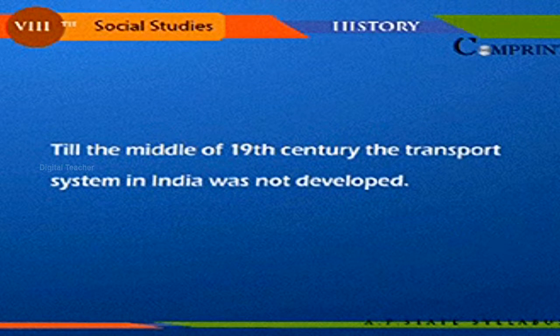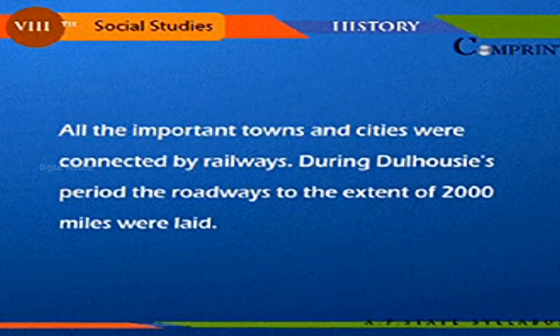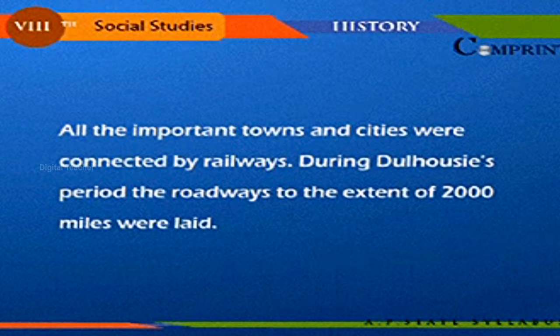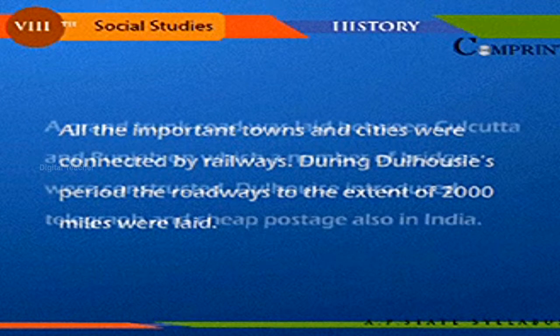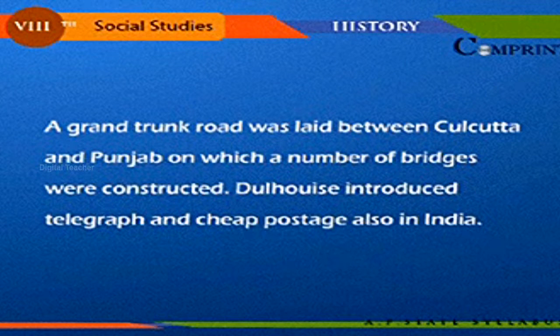Transport facilities. Till the middle of the 19th century, the transport system in India was not developed. The first railway line was laid between Bombay and Thane in 1853. Dalhousie, the then Governor-General, encouraged the quick development of railways. All the important towns and cities were connected by railways. During Dalhousie's period, roadways to the extent of 2,000 miles were laid. A Grand Trunk Road was laid between Calcutta and Punjab, on which a number of bridges were constructed. Dalhousie introduced the telegraph and cheap postage also in India.